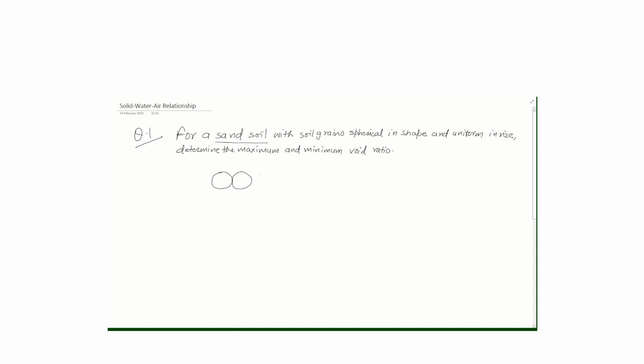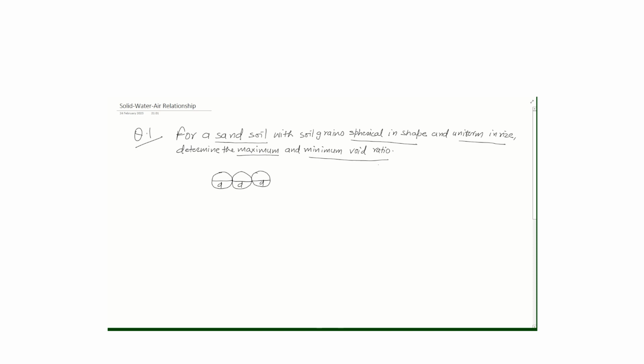So again, you form one sphere. So these have the dimension of what, d. Suppose this is the dimension d. So throughout the soil mass, all the soil grains have the same dimension, and that is d. So it is spherical in shape and uniform in size. Now determine the maximum and minimum void ratio.